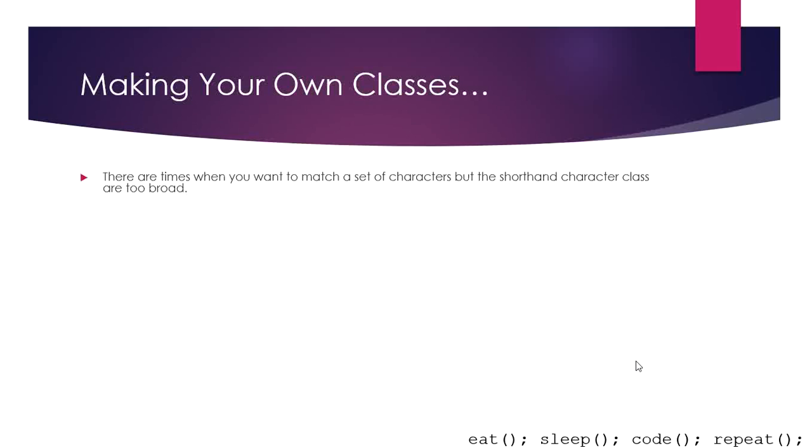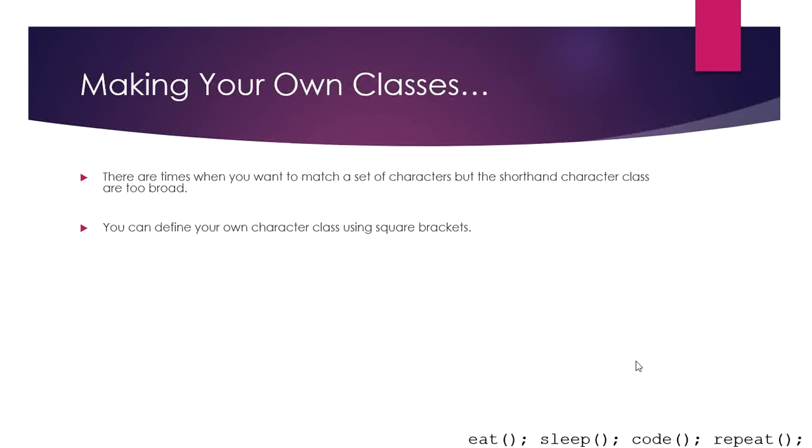There are times when we want to match a set of characters, but the shorthand characters are too broad. Because when we talk about backslash d, it means every digit, 0, 1, 2, 3, 4, 5, 6, 7, 8, 9, but I don't need all the integers, I just need some of them. Like backslash w stands for all the letters, but I just need a, e, i, o, u, capital A, E, I, O. What do I do? For that, we are going to have our own character class.